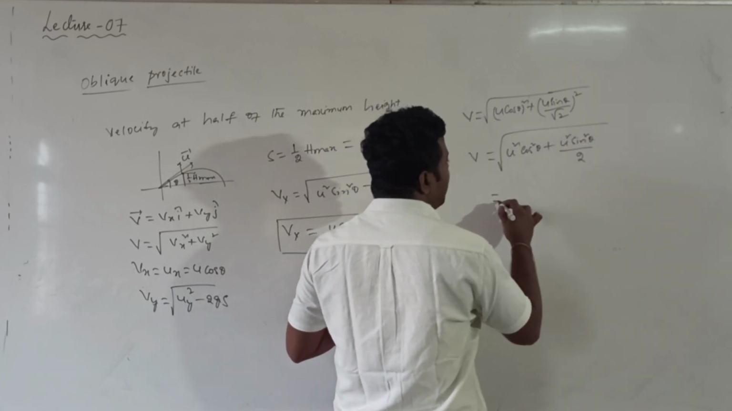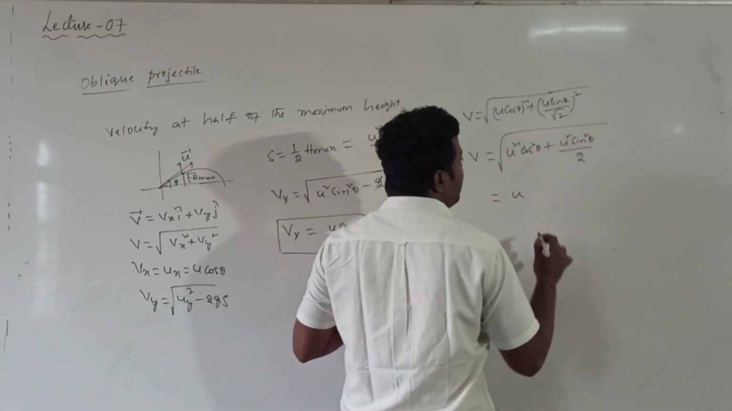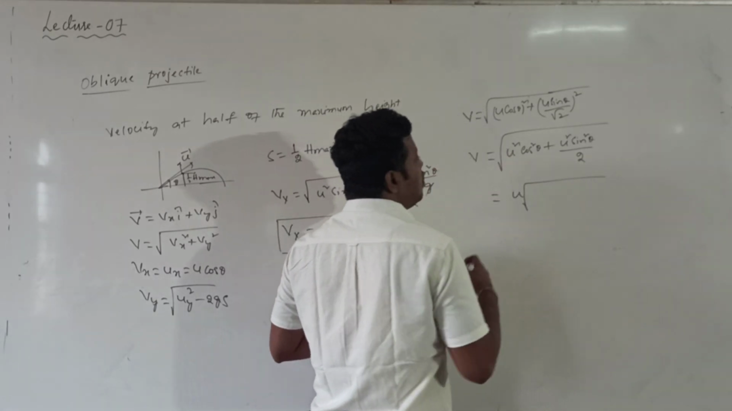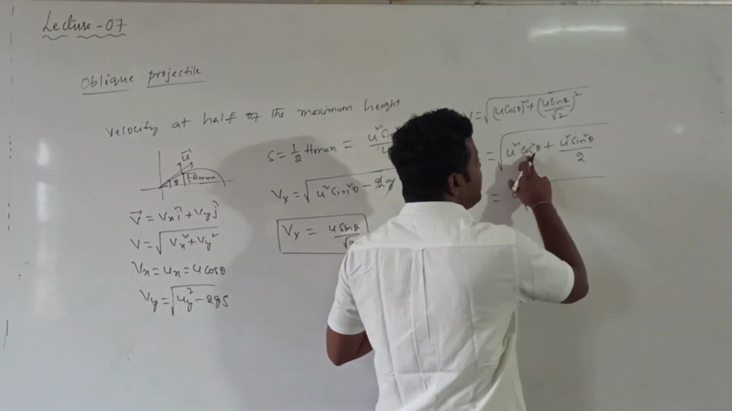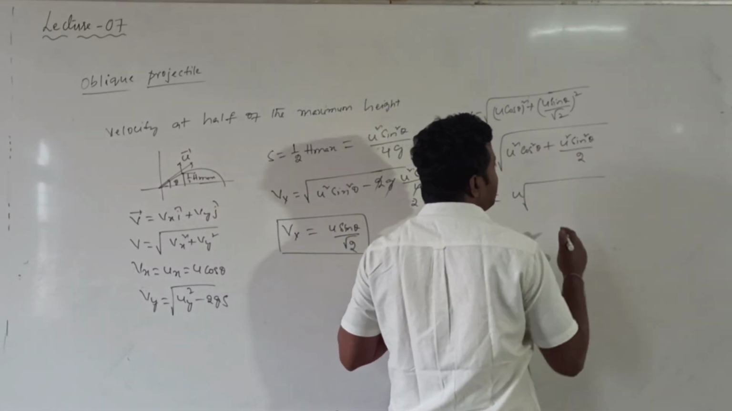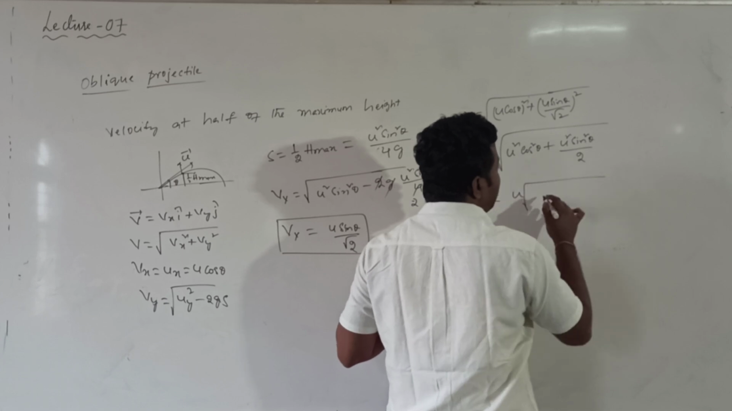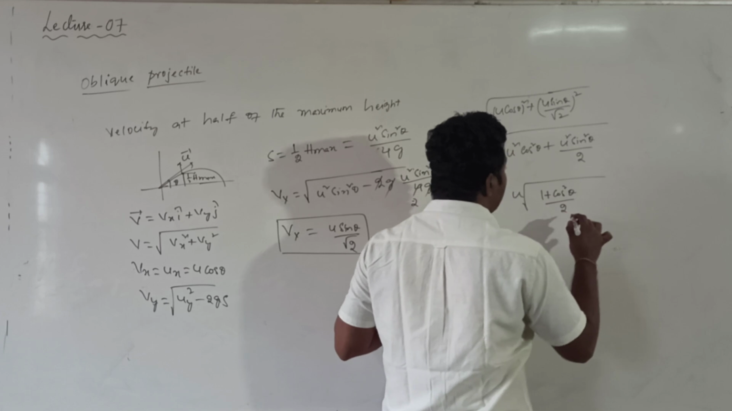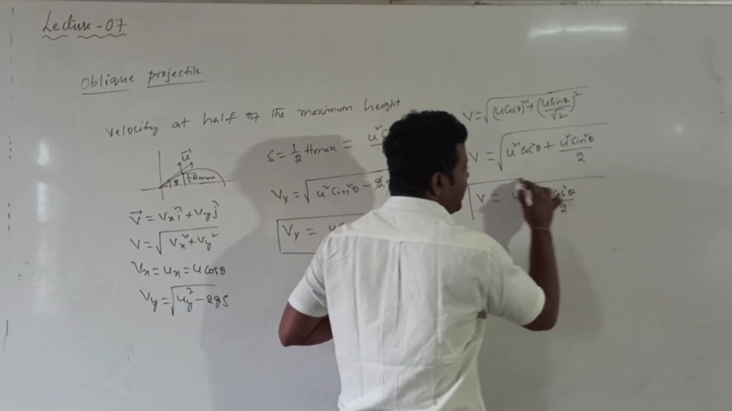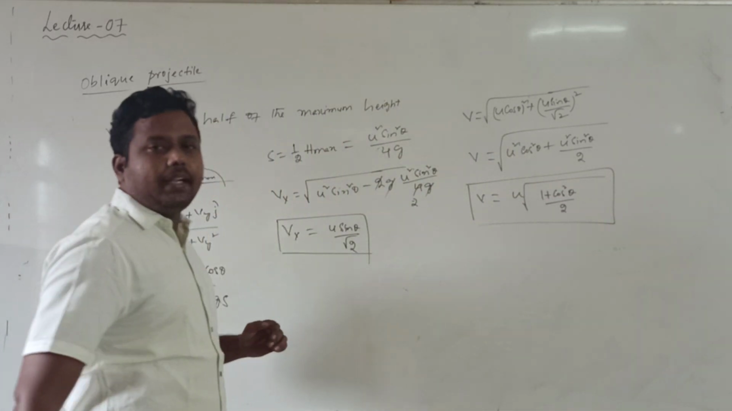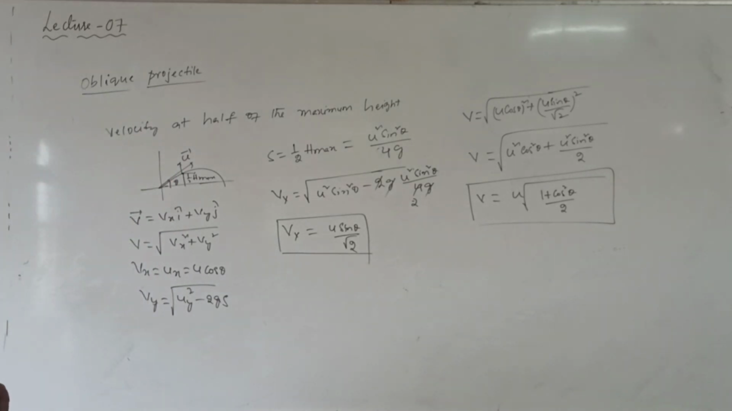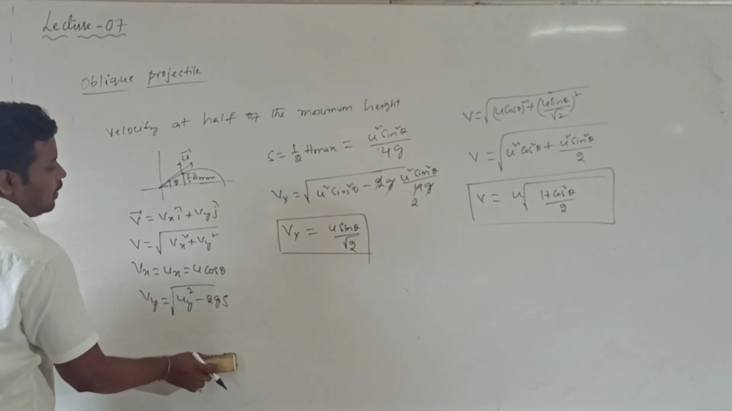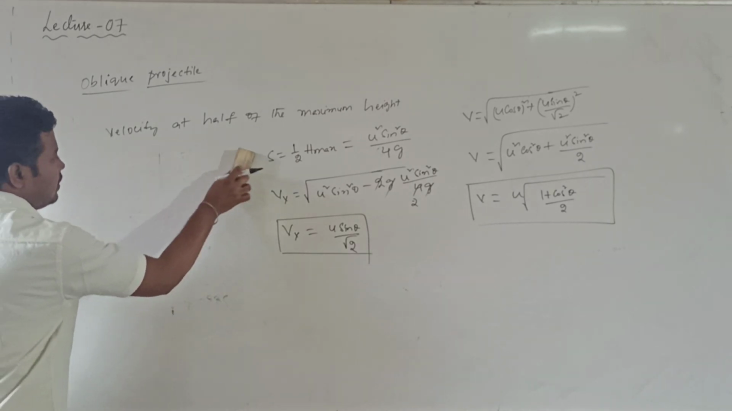So I can take U square common. When I take U square common, outside the root that will be U. Here I will get 2 cos square theta, in this sin square theta plus cos square theta is equal to 1. Still what will I get? 2 cos square theta, that is 1 plus cos square theta divided by 2. So this is the expression for final velocity, final velocity at half of the maximum height. Understood? So what are the points needed for oblique projectile? That all we have discussed.